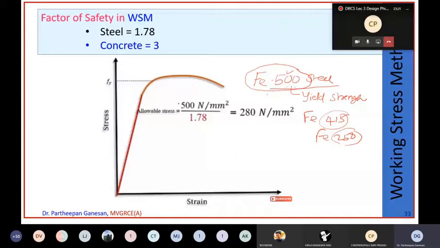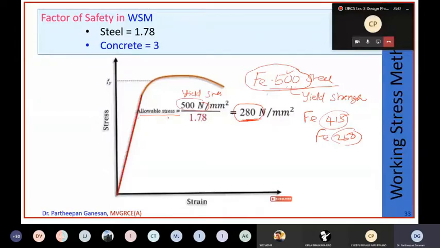Now, as I told you, for steel, a ductile material, the allowable stress or permissible stress is yield stress divided by factor of safety. So although your steel will yield only at 500 Newton per millimeter square, in the working stress method you will assume that your steel is going to yield only at 280 Newton per millimeter square. So you are restricting the strength of this steel to only 280, whereas it can take up to 500 Newton per millimeter square. You are saying that my steel is going to fail only at 280 Newton per millimeter square.